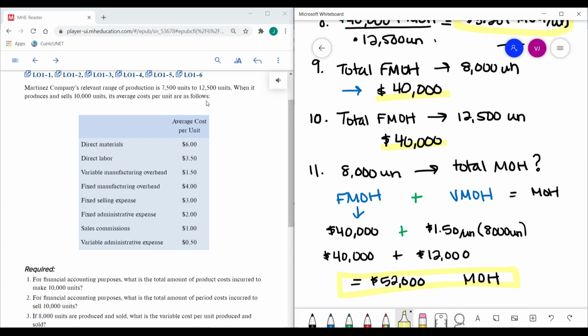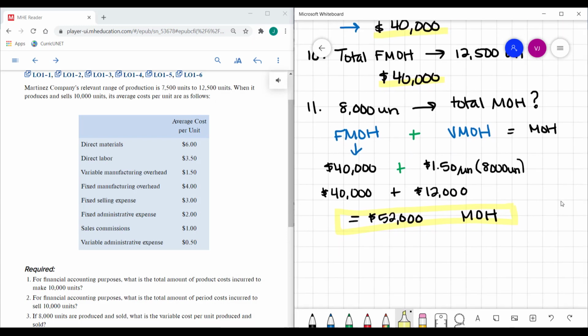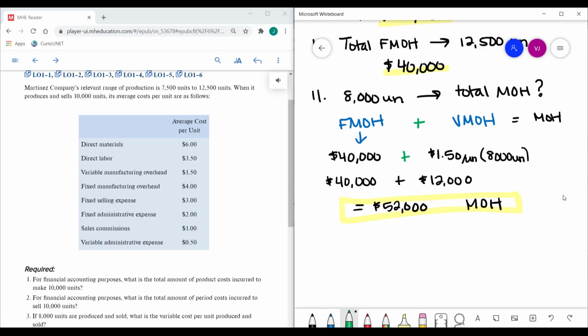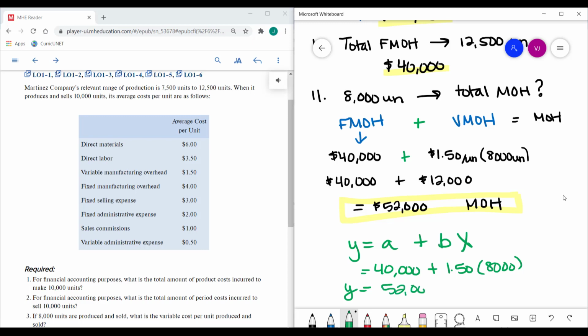And what did we actually just do here? What formula did we utilize? We utilized our y equals a plus bx formula, or mixed cost formula, or total cost formula. A is the fixed element, the 40,000. B is the variable cost per unit, the variable overhead per unit of $1.50, and X is your level of activity, which is 8,000 units. And Y is your total manufacturing cost, or total cost in this case, which comes out to the $52,000.